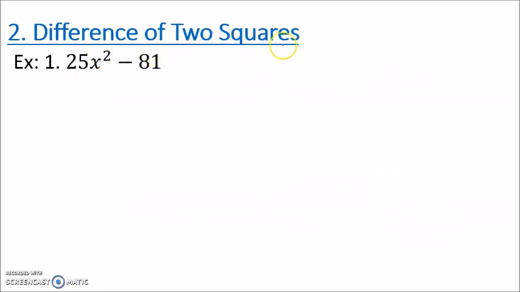Next, we have difference of two squares. May kailangan tayong tandaan para ma-identify natin if that expression is a difference of two squares. Unang-una, dapat we have, let's say, a squared minus b squared. So, ito yung form ng difference of two squares. So, yung first term should be a square. Alam natin square siya, perfect square, kasi ma-extract natin yung square root niya.